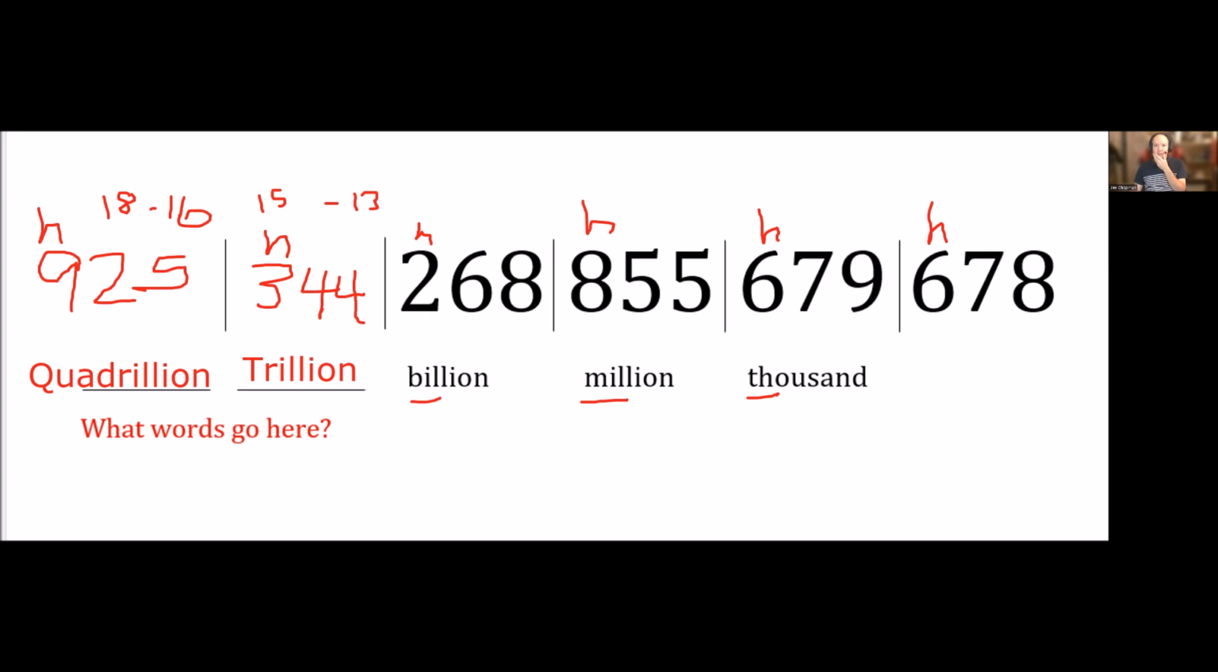Let's start over here. I hope you can see my light. Let me change it to a little bit easier color. Can you see my green there? Let's start here. 925 quadrillion. 300, always do 100. 44 trillion. 268 billion. 855 million. 679,678. So there are 18 numbers on the screen, and you're able to read them so other people can understand them.